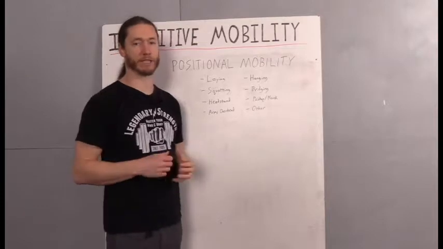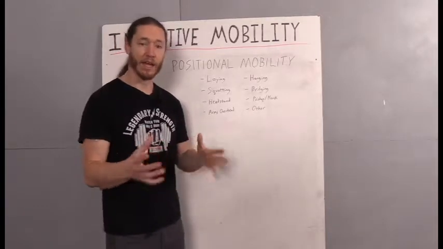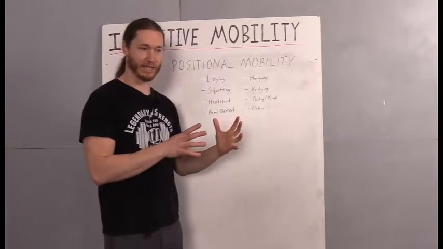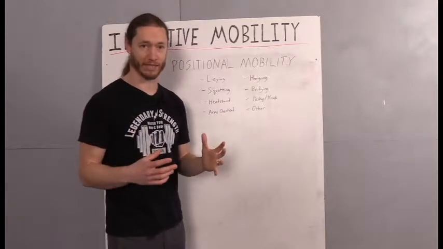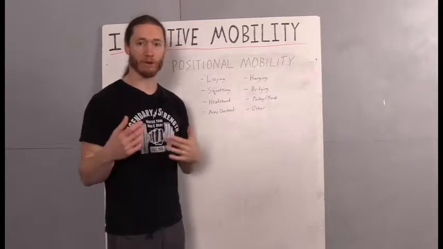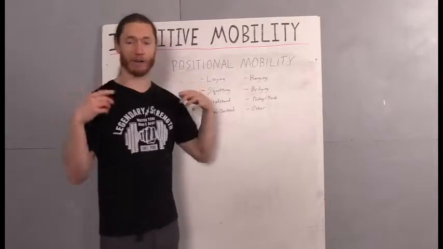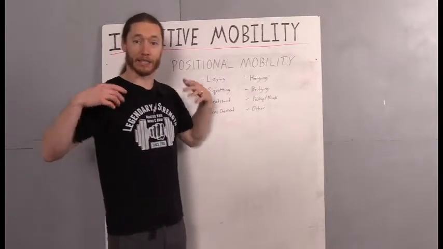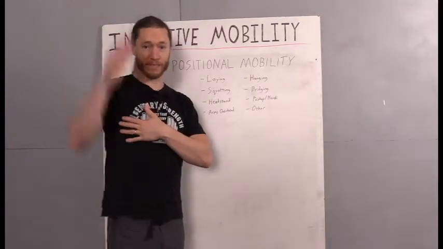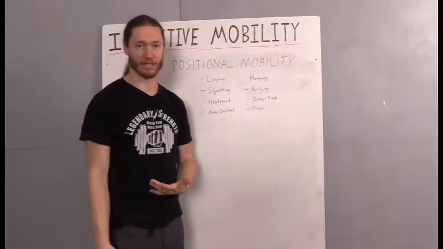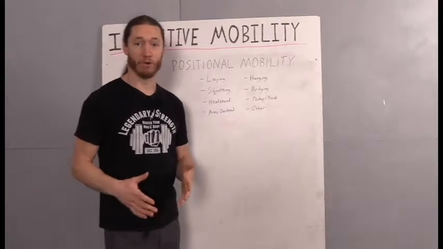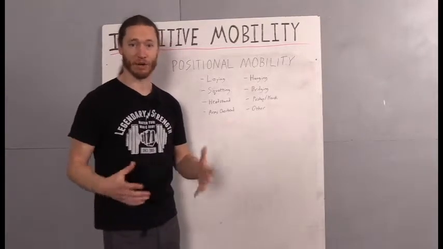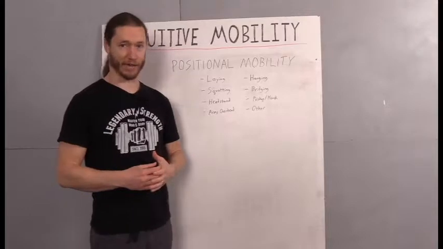Now, why do we focus on this positional mobility? Because when you are in one position, that changes how you are able to move. It changes the joint position. So if your arms are overhead, that changes how you're able to move the scapula. It's a different body position than the standard default position down here. If you're in a squat position, your ability to move your knees and your hips is going to change. Even your back is going to change.